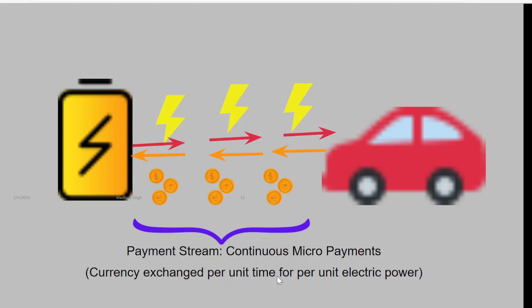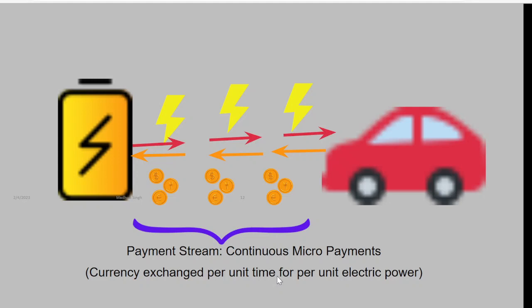The micropayments are currency exchanged per unit time for per unit electric power. In this case, it's per unit electric power, but micropayments are the continuous currency exchange. We'll talk about what kind of currency, but as of now, this is what we are contemplating.